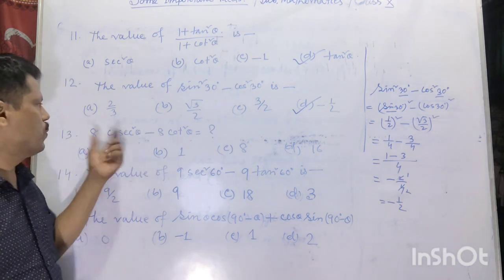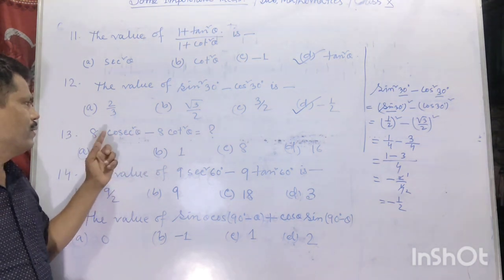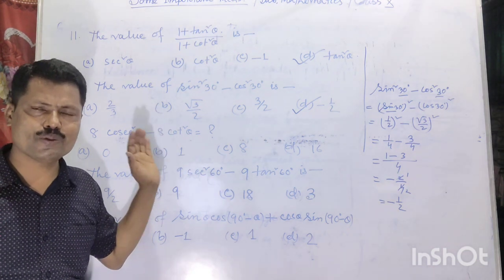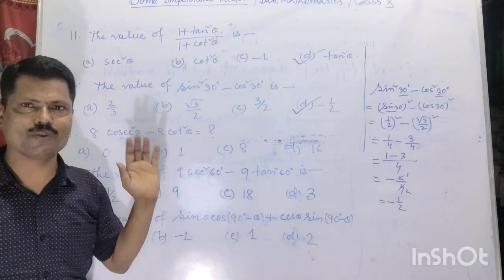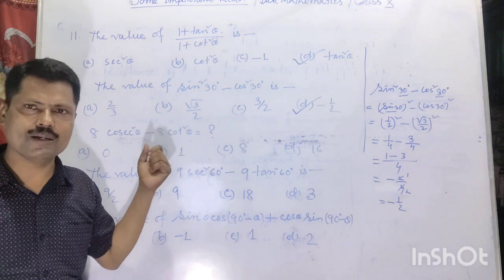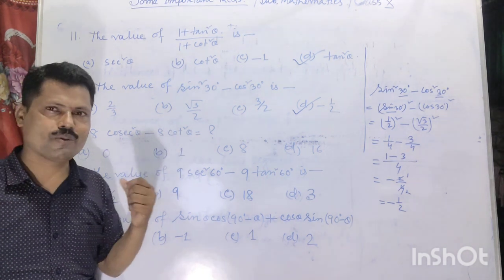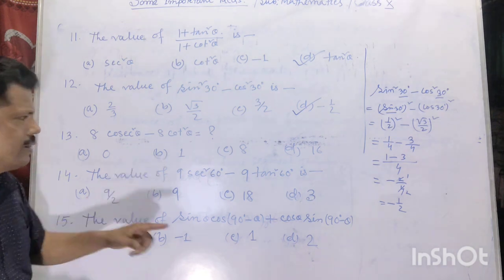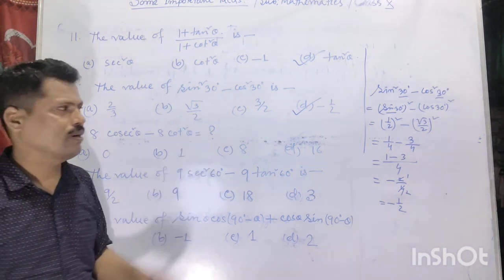If we take 8 common here, then it will become what? 8 into cosec square theta minus cot square theta. So 8 into 1, because cosec square theta minus cot square theta value is 1. So 8 into 1 is 8. Then option C will be the correct one. Let us see it now.